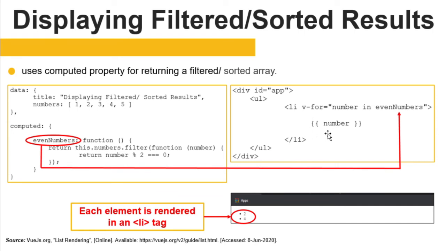That's why the first item to be displayed inside our li element is 2, followed by 4, because from 1 to 5, only 2 and 4 are even numbers. Remember again that in each iteration, each element is rendered in an li tag.